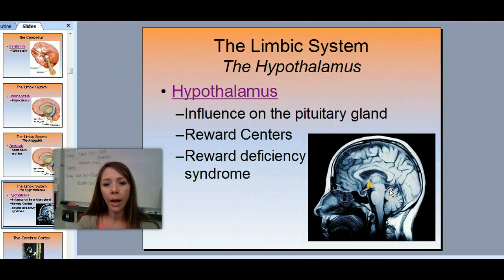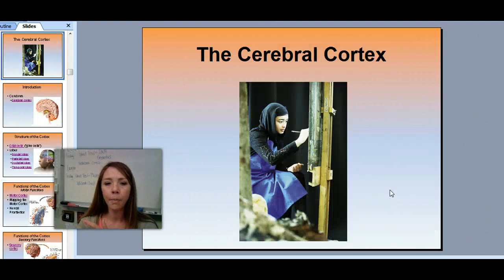And then the hypothalamus we just talked about are my 4 F's, right? So those are the part with the reward center: feeding, mating, fighting and fleeing, those types of things, running away. They're responsible for my pituitary gland. Anytime I have disorders like depression or anxiety, there's something that's thought to be wrong in the limbic system and here. My cerebral cortex then is everything that's on top.